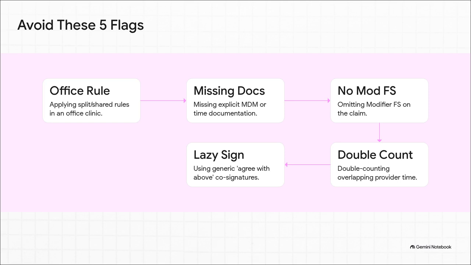Fourth is double counting overlapping provider time. Look, if the MD and the PA are discussing the patient together for 10 minutes, that is 10 total minutes, not 20. You cannot double count concurrent time. And fifth, relying on those lazy, generic, "I agree with the above" co-signatures. The substantive provider has got to detail their specific work.